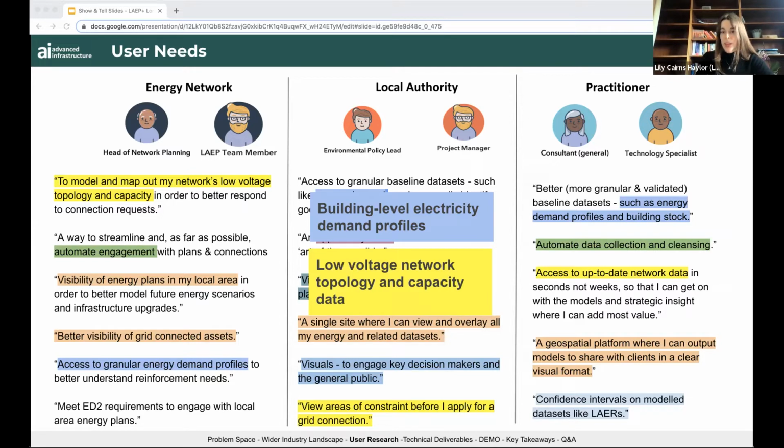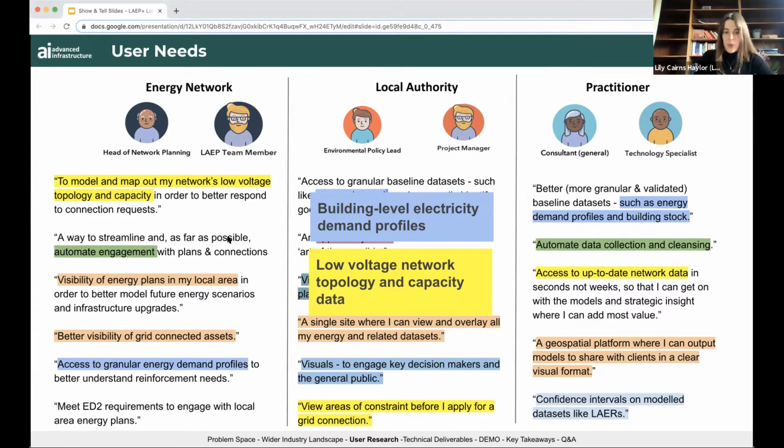The second dataset, and the single most requested by all the users we interviewed, was low voltage network topology and capacity data. That's needed for planners to identify areas of high capacity and constraint, which may be suitable for different technologies and infrastructure upgrades. That's also needed in order to estimate the cost of grid connections. And without this data readily available, as we saw with Alistair, it takes weeks to request the data from a network operator, or even longer to engage a consultancy to model the network.